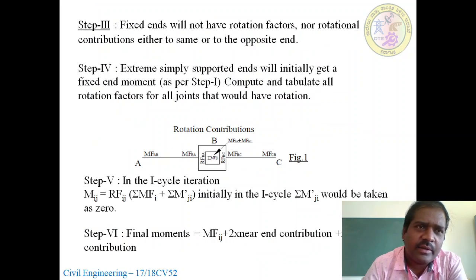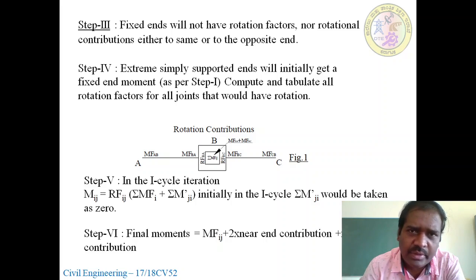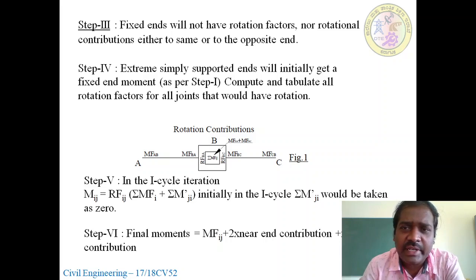Then next, step number 3. The fixed end will not have rotation factors nor rotational contributions, either to the same or to the opposite end. So in the figure also, the contribution moment M dash, or whatever may be denoted, M dash AB, that will be 0 initially. The next, fourth step: extreme simply supported ends will initially get a fixed end moment as per step 1.